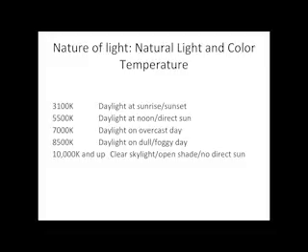Daylight at sunrise, we're on the lower color temperature, so it's a little bit more yellow. Noon direct sun, we're at basically what we call white light, equal parts of red, green, and blue, 5500. Overcast day, dull foggy day, the temperature goes up and up and up, and as it goes up, the light gets more blue.